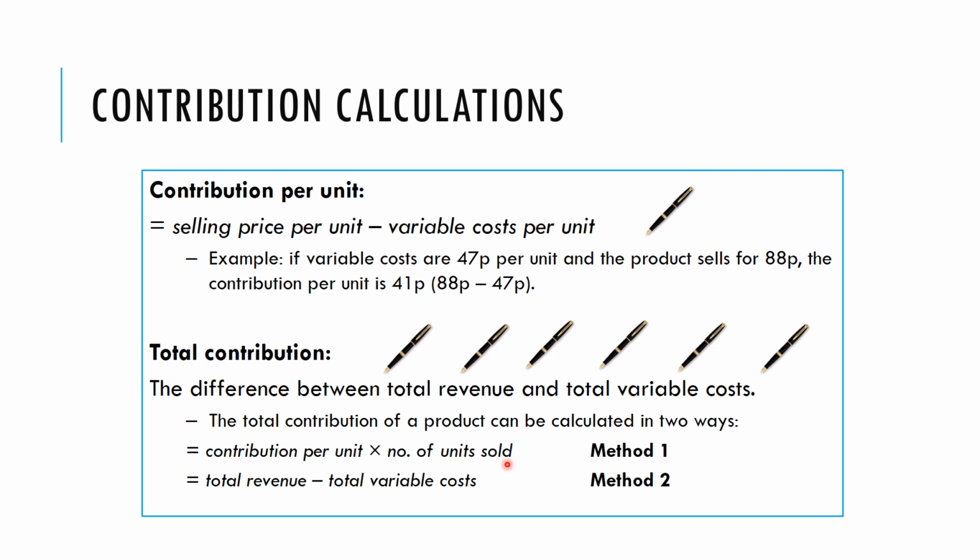A second approach to working that out would be to say, what is the total revenue? How much money have we received in total from selling the pens? And then subtract the variable costs that we've spent as a business. For example, the cost of the ink and the plastic and the metal and so on. Now, both these approaches will give us the same answer, and we can use whichever one we think is most appropriate.